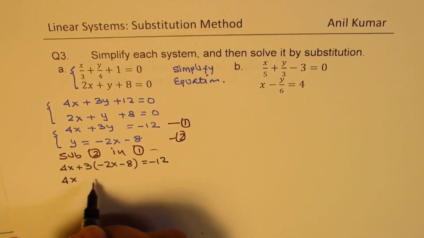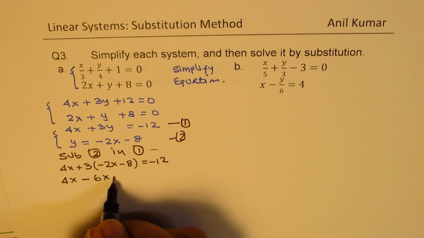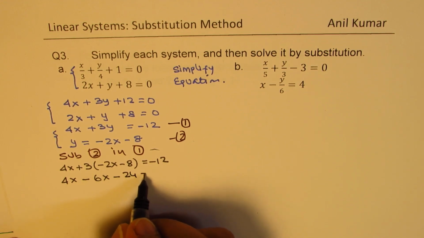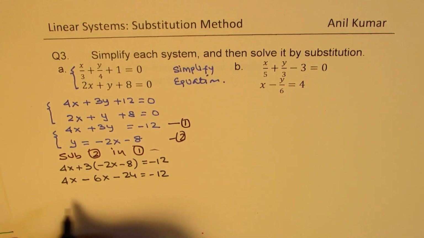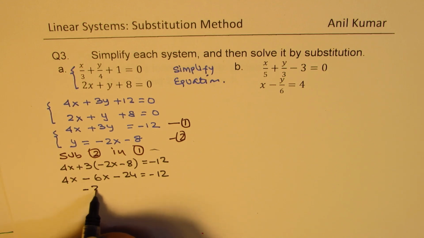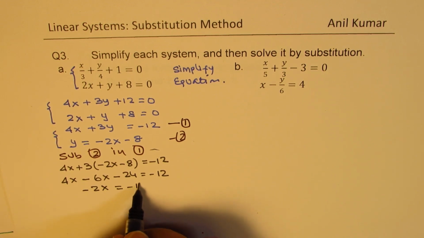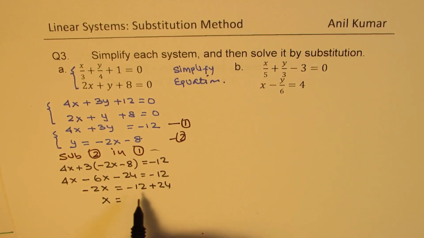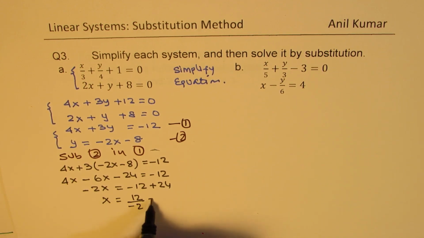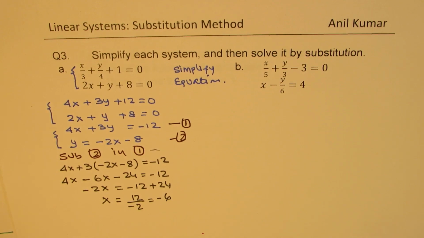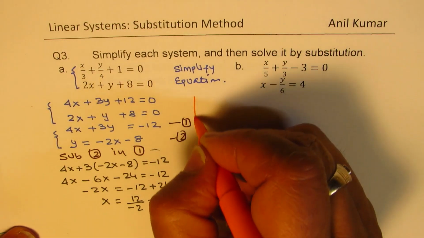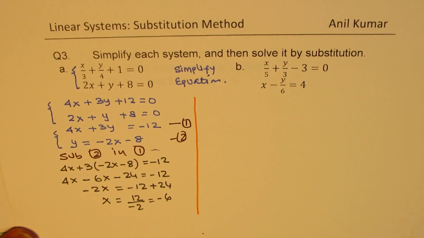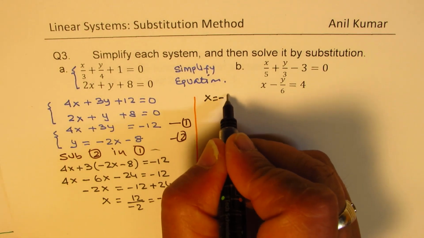So we have 4x minus 6x minus 24 equals minus 12. Take it to the right side, and here we get minus 2x equals minus 12 plus 24. So x is equal to, that minus 12 plus 24, as you know, is 12, divided by minus 2, right? So we get minus 6 as the value of x.